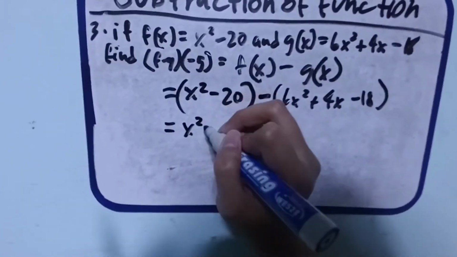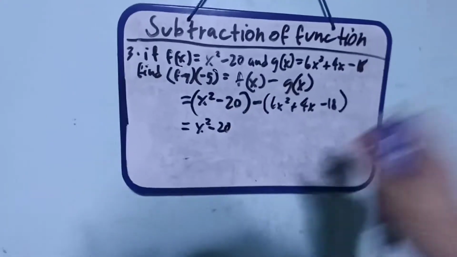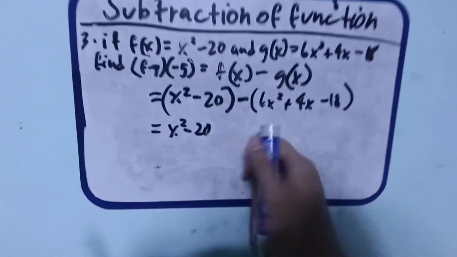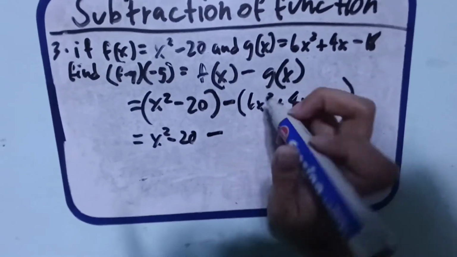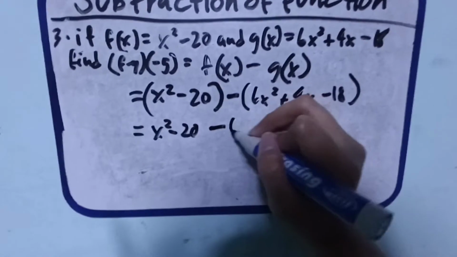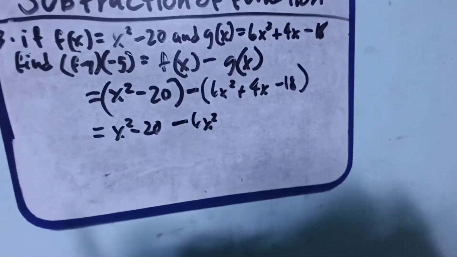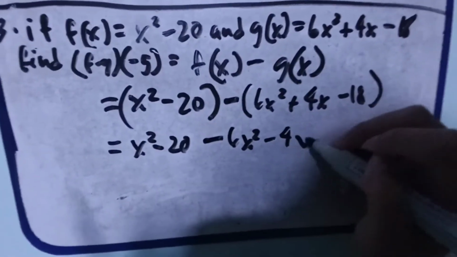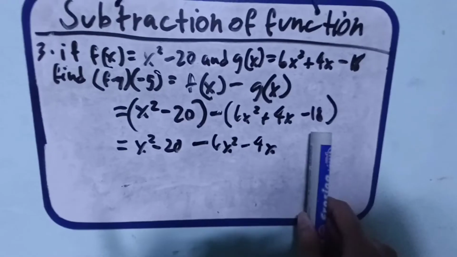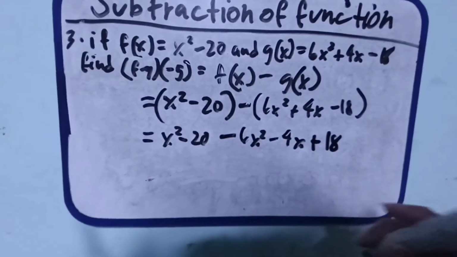Bring down lang x squared minus 20. So, same step lang ulit. Distribute yung sign. Negative times positive 6x squared, that would be negative 6x squared. Negative times positive 4x, that would be negative 4x. Negative times negative 18, that would be positive 18, since negative times negative is positive.